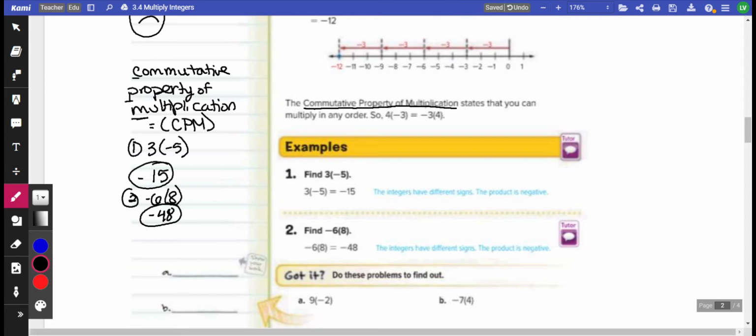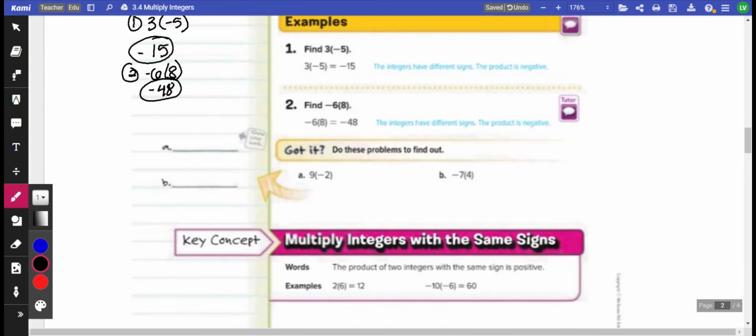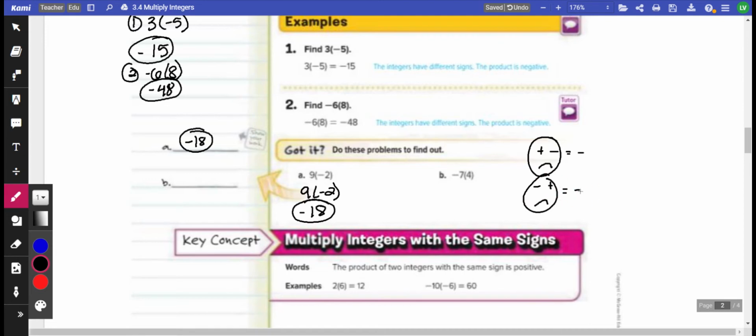Again, if they don't have the same sign, they're going to be negatives. So let's try letter A and B to see if we've got this. So 9 times -2. Well, I'm going to rewrite this myself. 9 times 2 gives me 18. A positive times a negative is a negative. So my answer is -18. If it helps, you could always draw the positive times a negative. Well, that equals a negative. And a negative times a positive equals a negative. Because again, that's when you have your sleepwalkers.